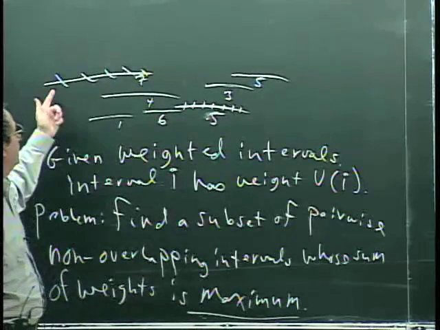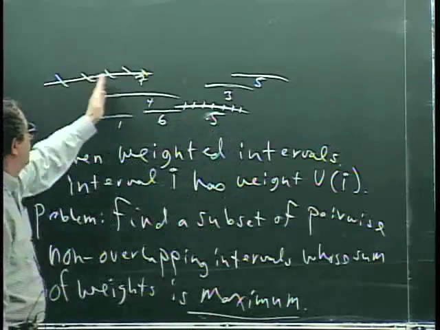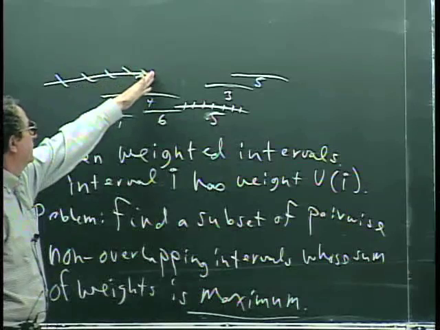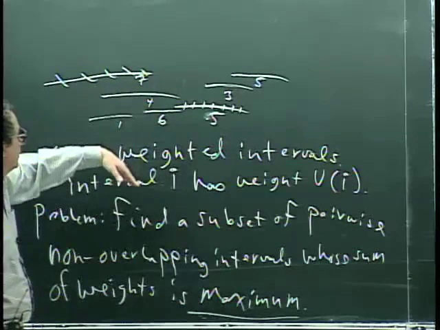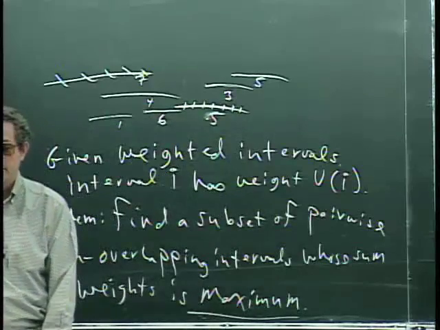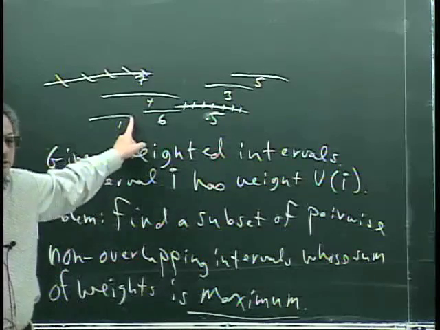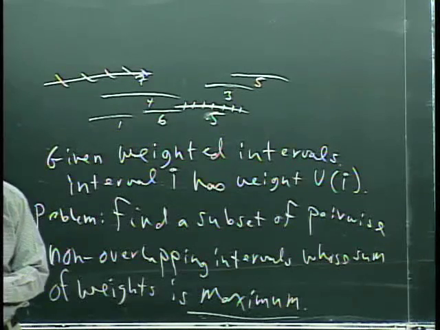You just sort them by endpoint, and then again you take the interval with the smallest endpoint, and then exclude everything that overlaps it, and then continue recursing that way. Would that give you an optimal answer? An optimal total weight? I'll ask it in two contexts. Will it give you an optimal in this example? And will it give you an optimal in general? Yes, no. Yes, no, exactly.